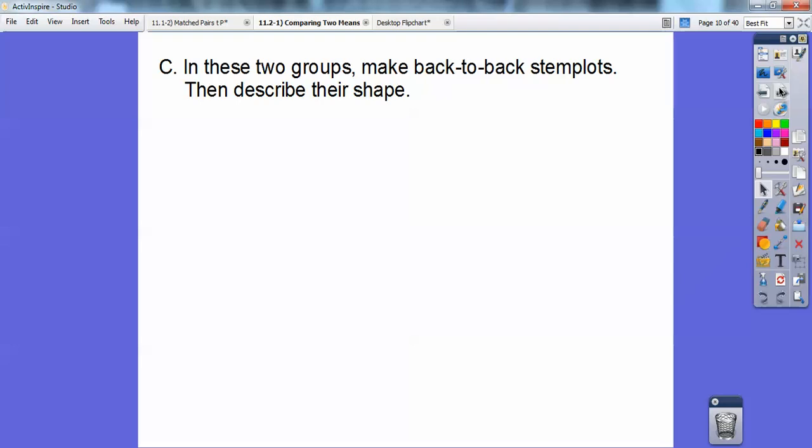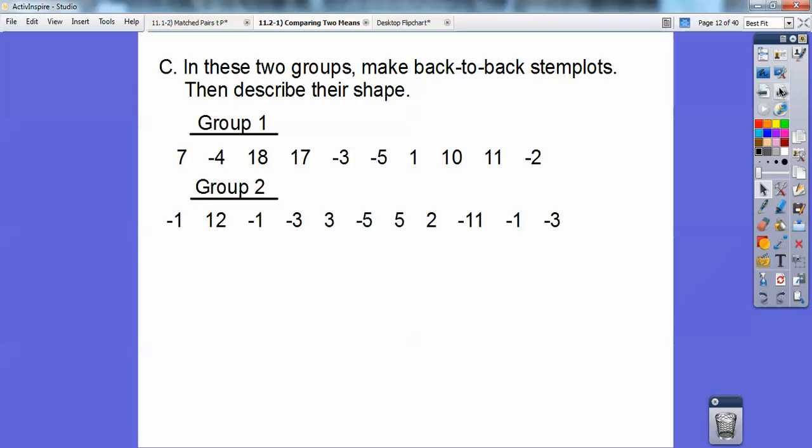For these two groups, I want you to make back-to-back stem plots and then describe their shapes. Here's group one, and we're going to make a back-to-back stem plot with group two. I'll show you a couple of options, and you can choose whichever one you want. Here's that 7 for group one, so it's 0 | 7. There's the -4, so it's negative. Then 18 goes right there, 17 right there, and -3 goes right there.